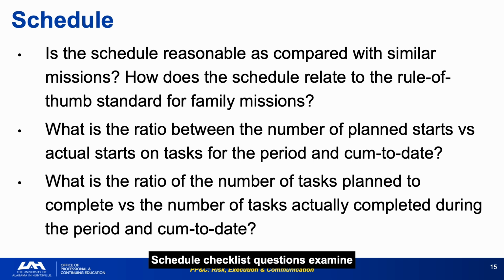Schedule checklist questions examine historical family benchmarking, plan versus actual task start ratios, and task completion ratios. These 3 questions measure execution fidelity against the baseline rather than just date compliance. The ratio of planned task starts to actual starts is a more sensitive leading indicator than milestone slip. By the time a milestone slips, multiple individual task failures have already accumulated. The checklist question catches the accumulation early.